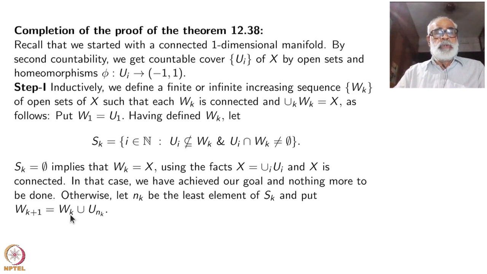Put W_{k+1} equal to W_k union U_{n_k}. So in the first case, it's U_1, W_2 will be U_1 union U_{n_1}, then the next one will be U_{n_2}, and so on. The U_n are selected from this collection. Several of them may be left out, maybe all of them will come, but they will come only the way they intersect the previous thing, whatever has been constructed, the collective thing. It's not one single open subset. It has to intersect the whole thing, but should not be contained inside it. So W_{k+1} is larger than W_k. So we keep increasing, otherwise we get stagnated. That's all.